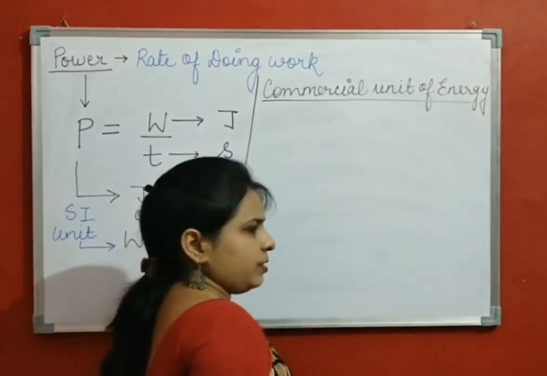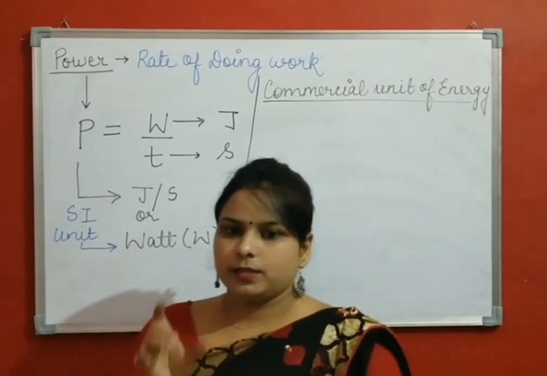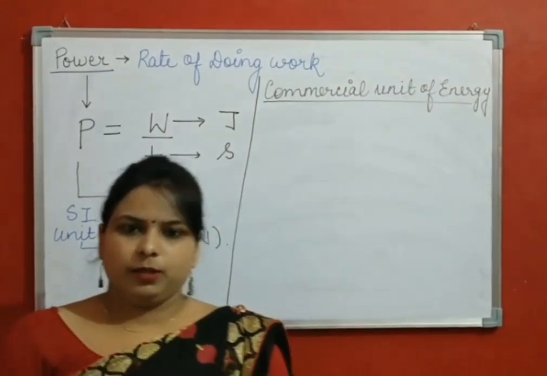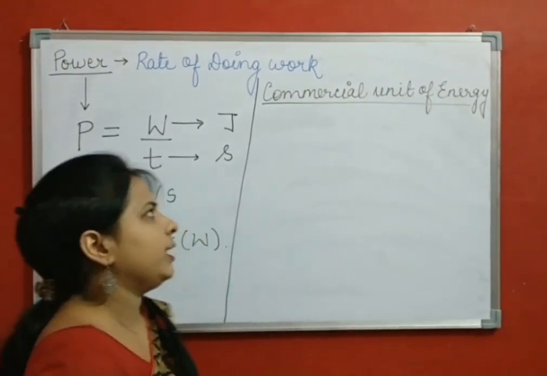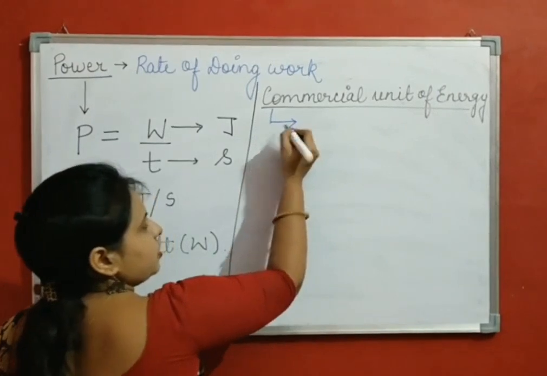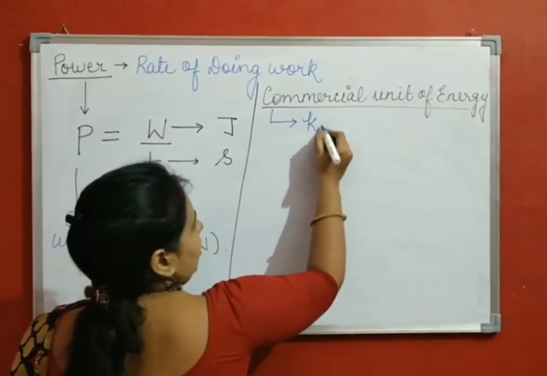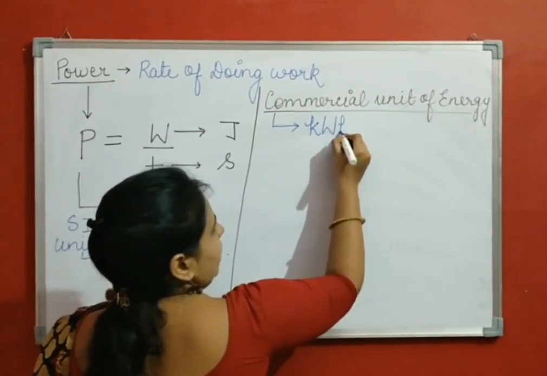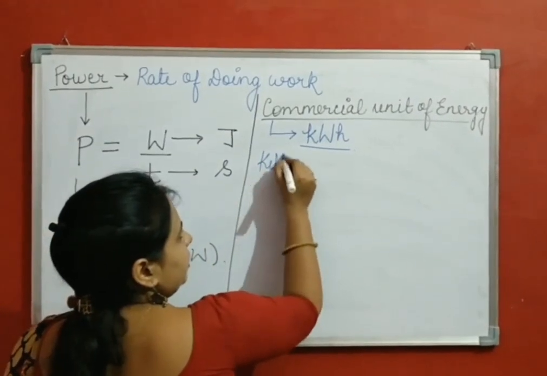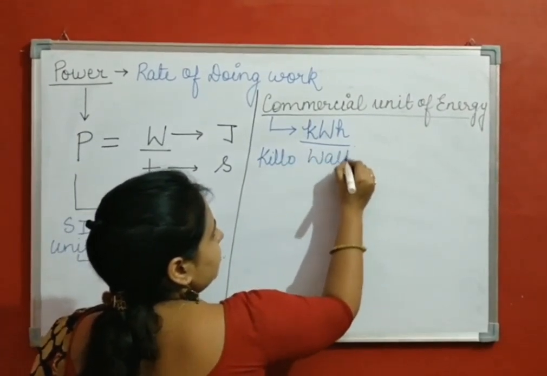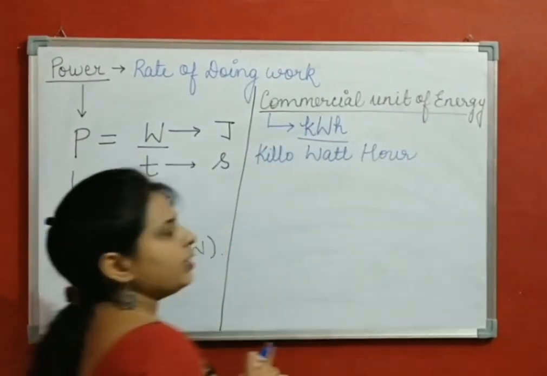Now you must have noticed in your homes, when your electricity bill comes, some kilowatt hour or unit is written in that bill. That kilowatt hour is the commercial unit of energy, the unit which is used for commercial purposes. And how is it represented? Small k, capital W and small h. So kilowatt hour is the commercial unit of energy.